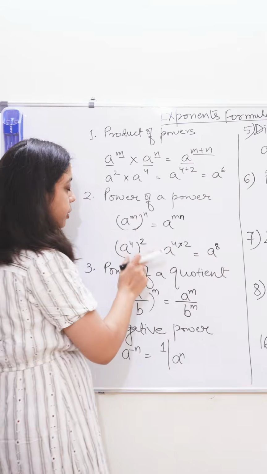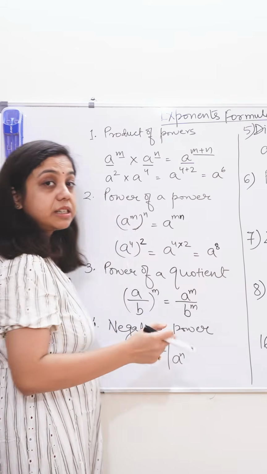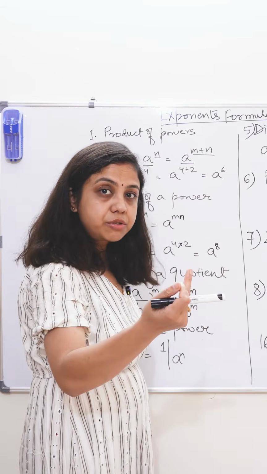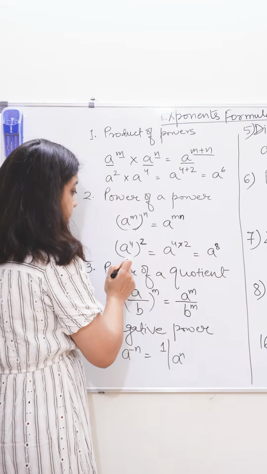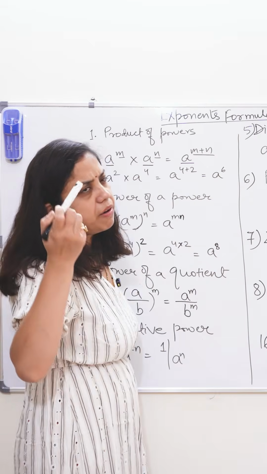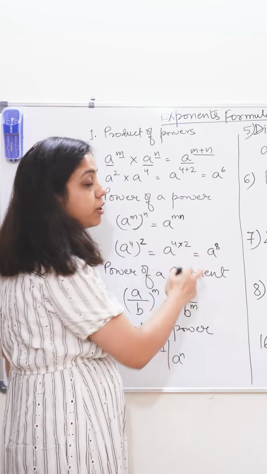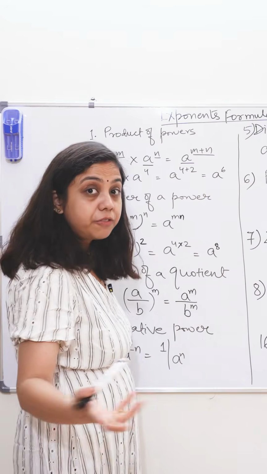Power of a power, which means if a has been raised to a certain power, which is again raised to another power, then it becomes the product of the powers, which means a to the power 4 raised to the power of 2 becomes a to the power 4 into 2, which becomes a to the power of 8.